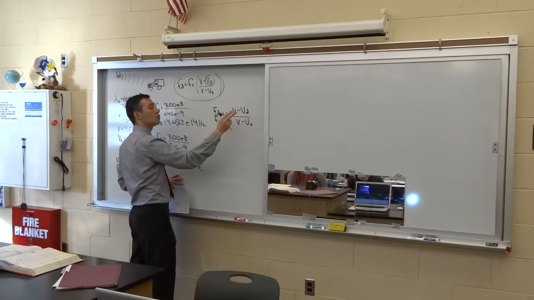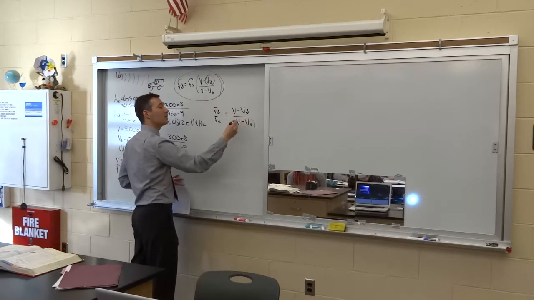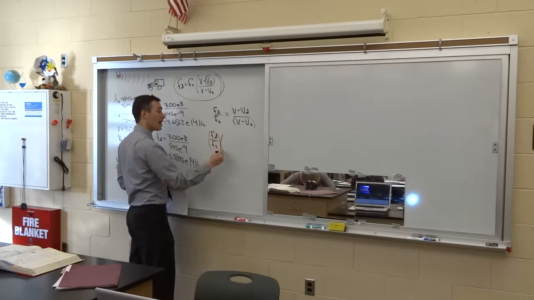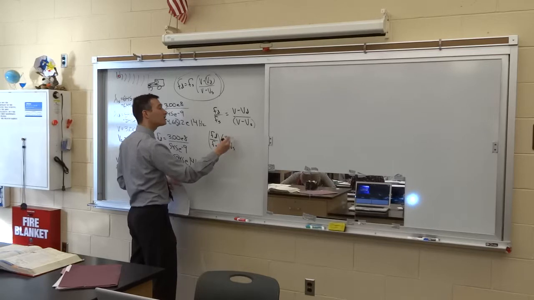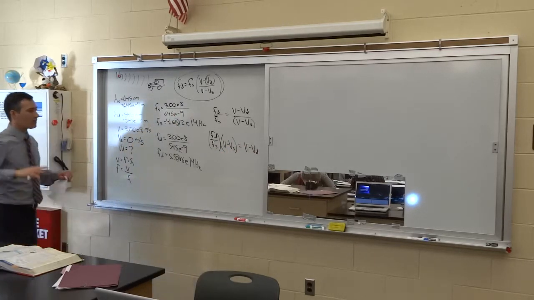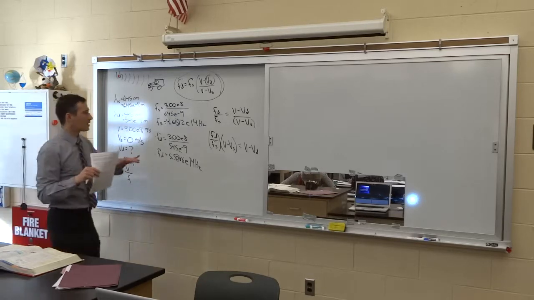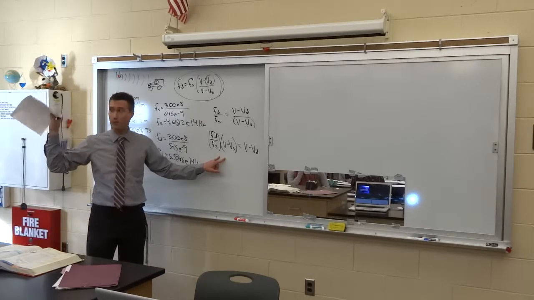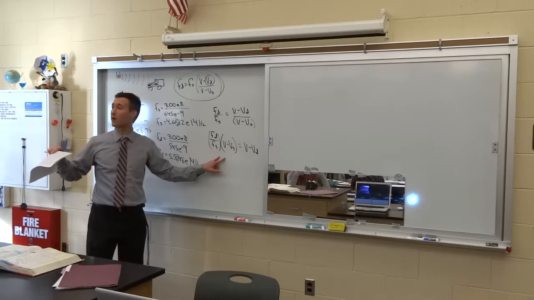Next, I want to multiply both sides by my denominator over here. So I'll have FD over FS times V minus VS equals V minus VD. Anybody want to yell at me about my algebra there? I'm serious. I think maybe I have a problem with my algebra. That's why I keep asking.